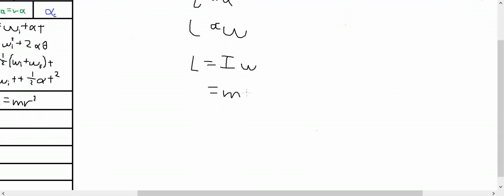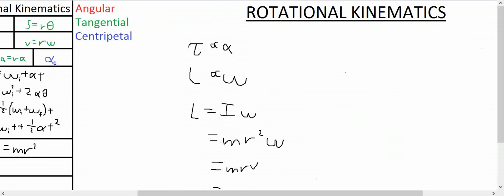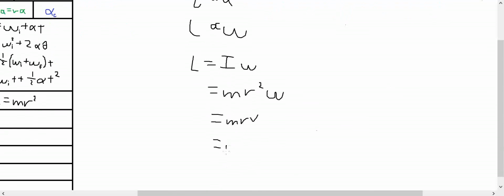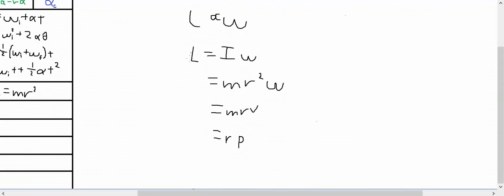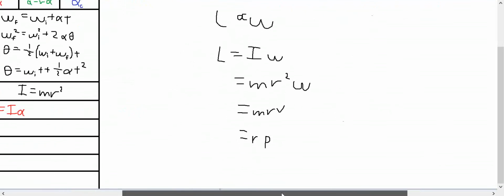Also, let me do a bit of math. L equals m r squared omega, equals m r v, equals r p. P is mv, the linear momentum. So it's like how torque equals force times radius, L, angular momentum, equals the linear momentum p times r.